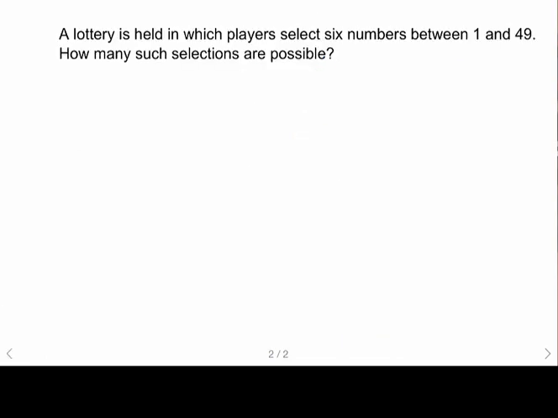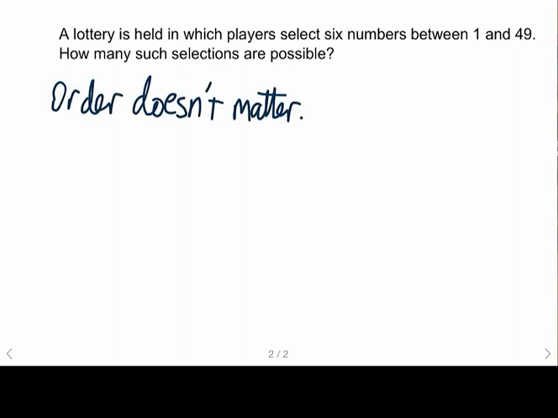A lottery is held in which players select 6 numbers between 1 and 49. How many such selections are possible? Now, since it doesn't matter which number a lottery player selects first, order doesn't matter. That is, it doesn't matter in what order this player selects the numbers on his ticket or her ticket. At the end of the day, 6 numbers are chosen.